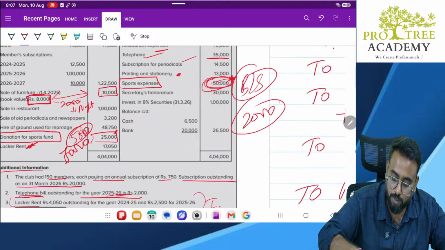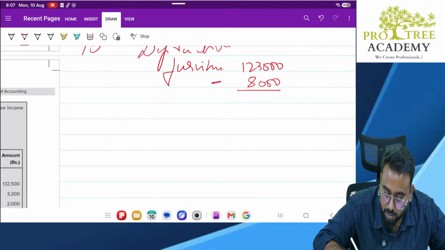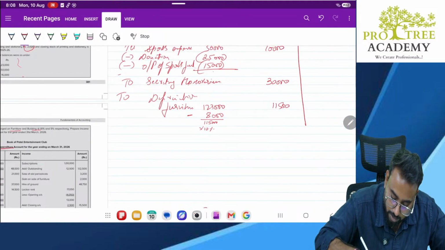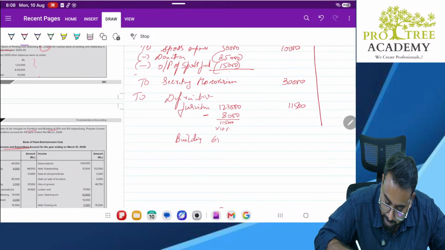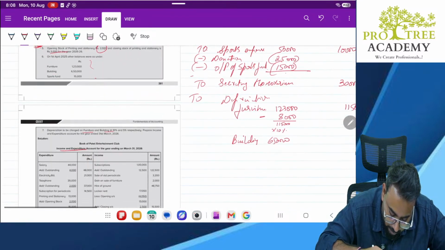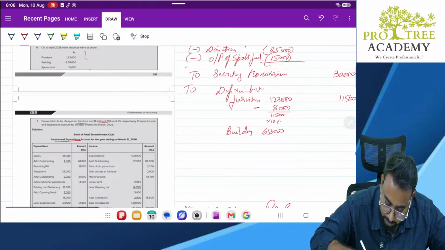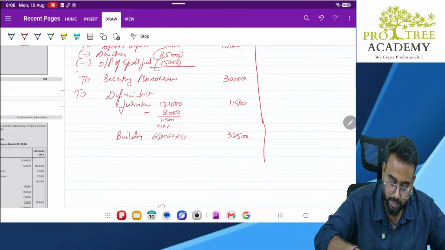So how much do we have to reduce from our furniture book value? Only 8,000. So what will remain? 1,15,000. On this 10%, depreciation means how much? 11,500. On building, what is the amount of building? 6,50,000. Any adjustment in the building? No adjustment. So 6,50,000 into 5% is 32,500. That is your expenses.